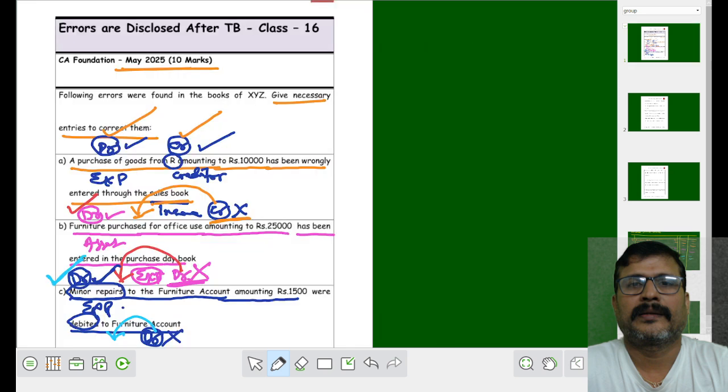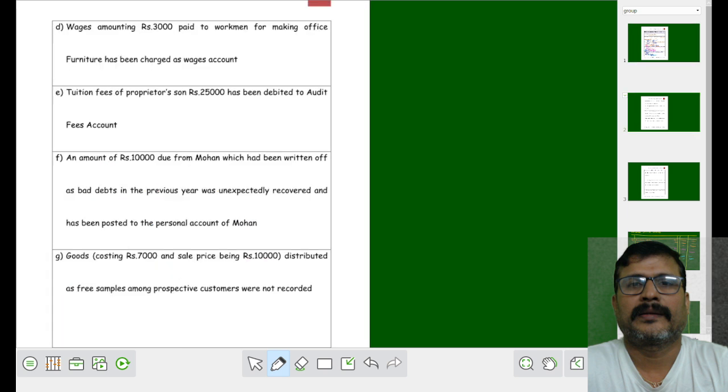Wrong debit to furniture account is rectified. Now shall we move on to the next point, my dear students? See the fourth point. क्या बोले इधर?